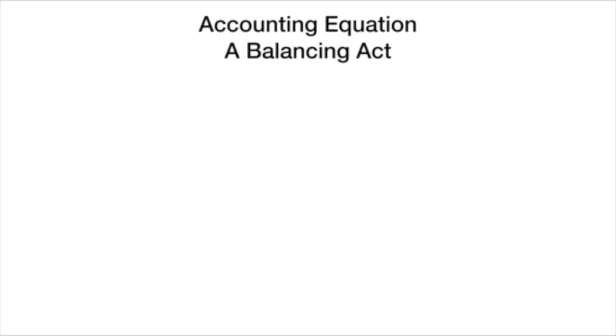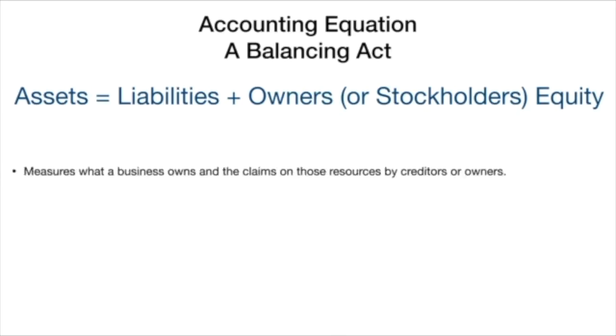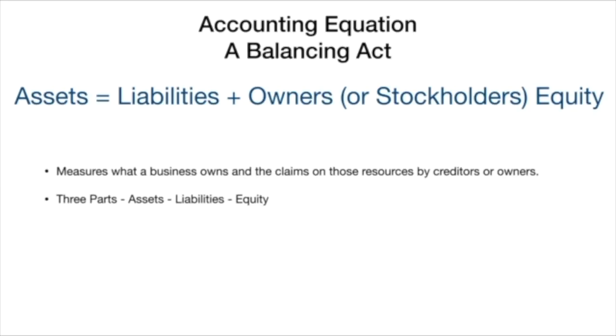The accounting equation is often referred to as a balancing act. It's a simple equation. Assets equals liabilities plus owners' or stockholders' equity. It measures what a business owns and the claims on those resources by creditors and owners. The equation has three parts: assets, liabilities, and equity. And it shows the relationship of all these parts.